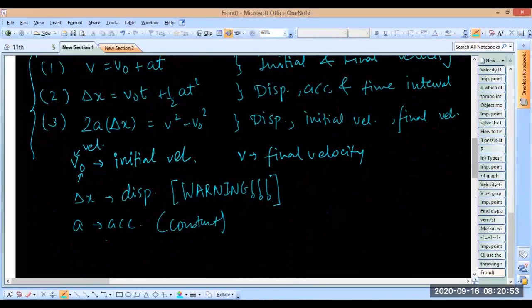Keep all this in mind. Again, finally, what is T? Time interval. Yes, correct. Not time. Be careful, here T stands for time interval. Again, warning, it's not time. It is time interval. All right? Be careful with this.